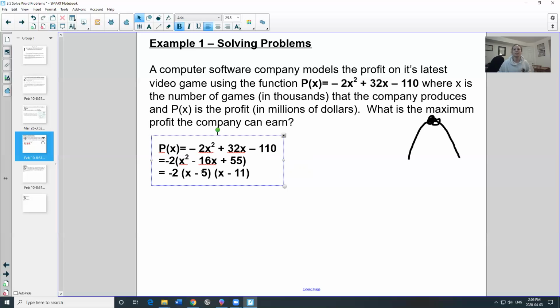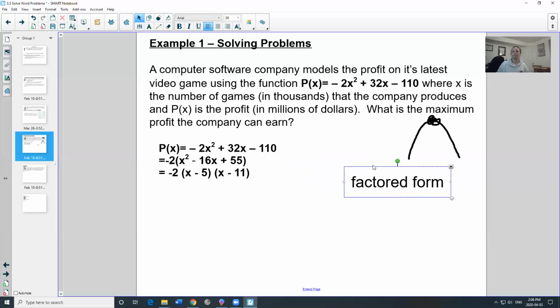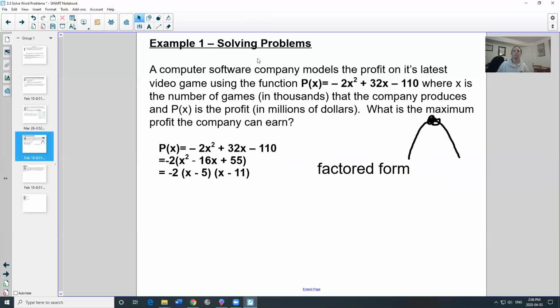Make sure that your signs are right. Let's see, -5 times -11 gives me +55, so that works out. And -5 plus -11 does give me -16. Okay, so we found the two factors. So now I've got my quadratic in factored form. Okay, so this is factored form right here. Let's get a nice little arrow so we can see all of this. So this guy right here, this is our factored form. Okay. But this doesn't help me find my maximum yet.